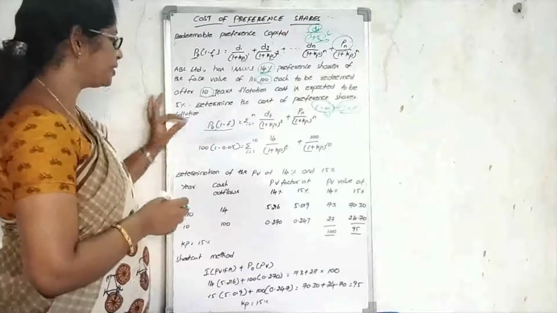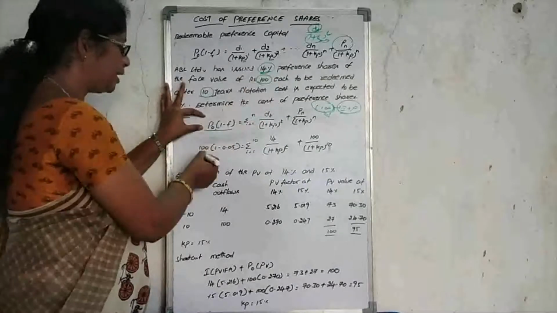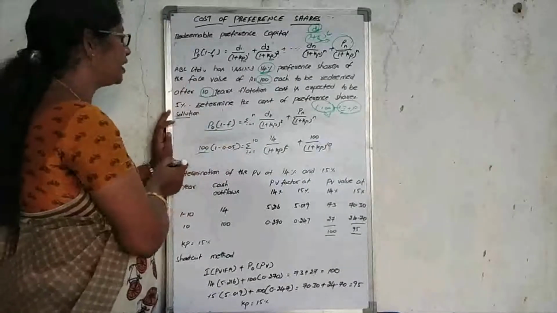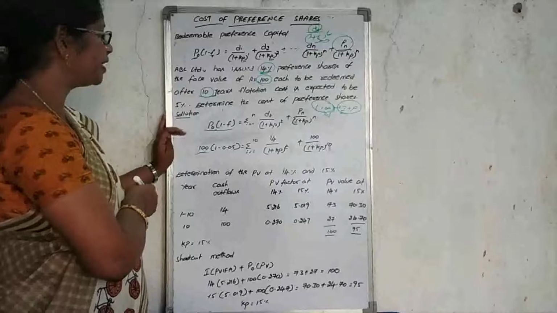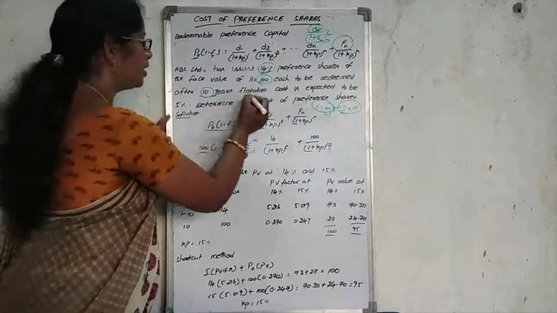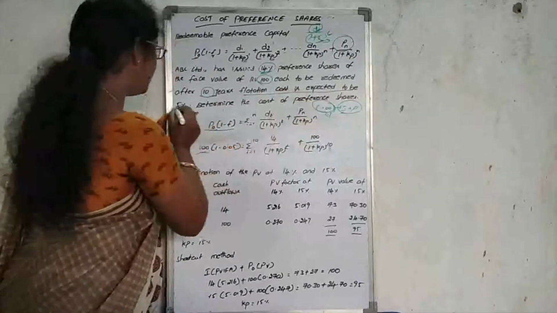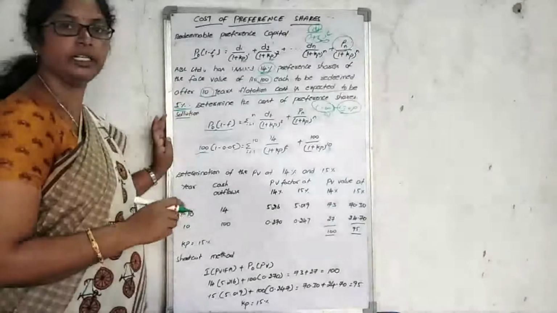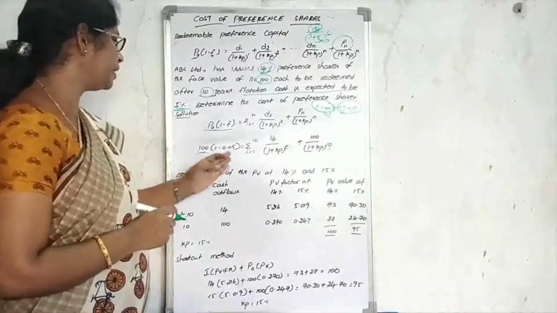P0, what is the sale proceeding value here? 100 rupees as the sale proceeding value. What is the flotation cost here? 5% as the flotation cost. So the flotation cost is expected to be 5%, which is nothing but 0.05.